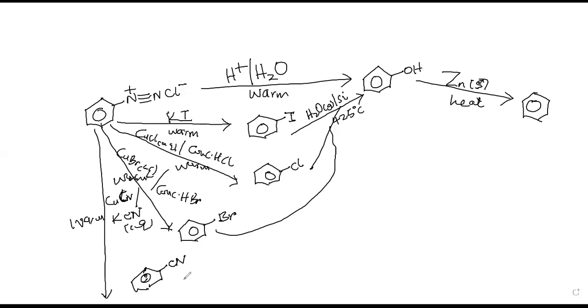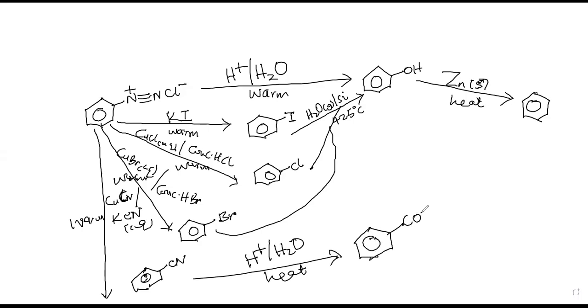Now, for this case, you add acidified water. This is very common actually. You have acidified water and heat. It will give you a carboxylic acid. This is amongst the cheapest reactions. Then from this, to get to benzene, of course, you have to decarboxylate by adding soda lime and then heat. You find yourself there.